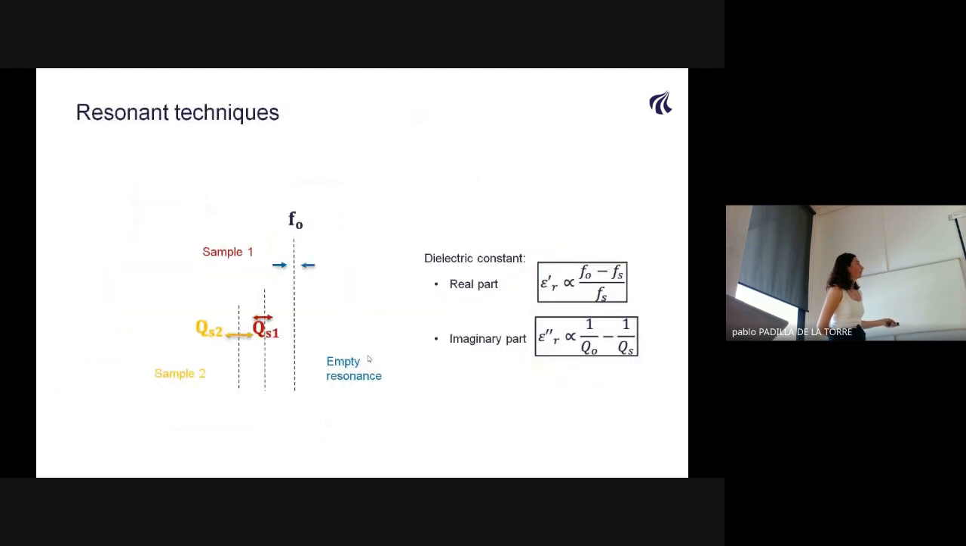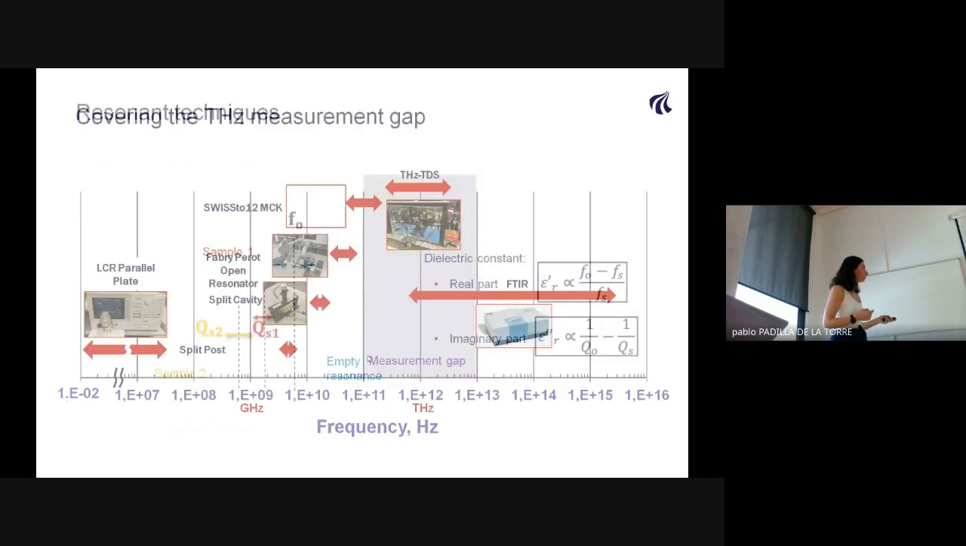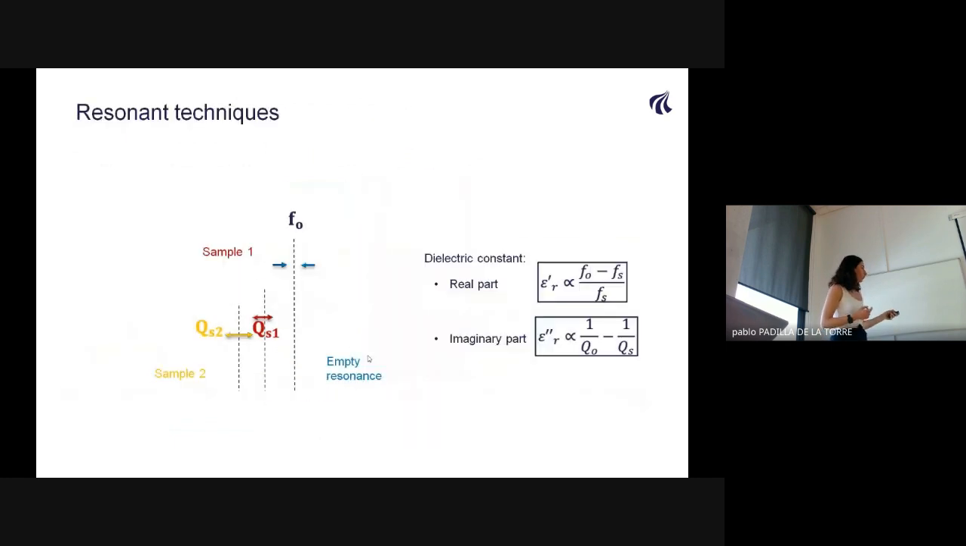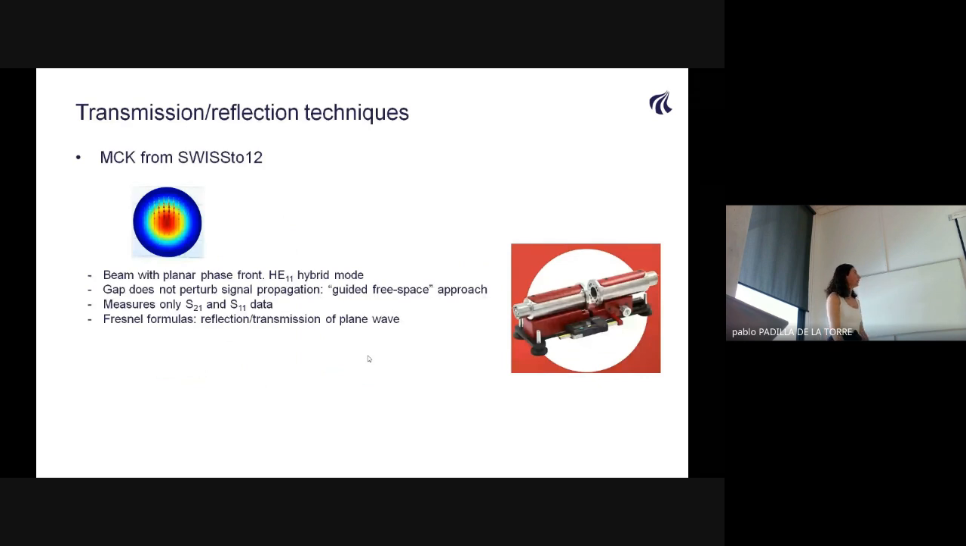Why is the resonant technique more accurate than the transmission reflection? Because we have a cavity and we calculate a Q, so we have a resonance, and we calculate how wide this resonance is and how much it moves from the resonant frequency of the cavity alone. And with that, we can obtain the epsilon.